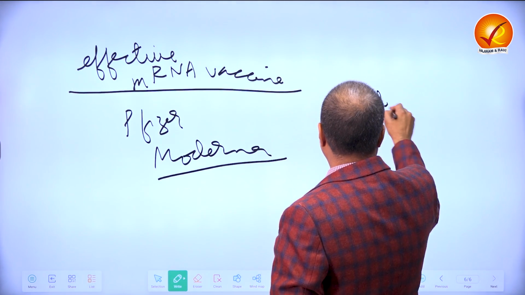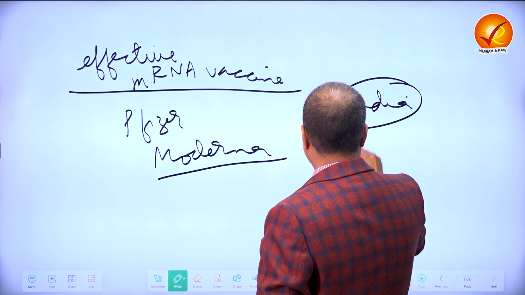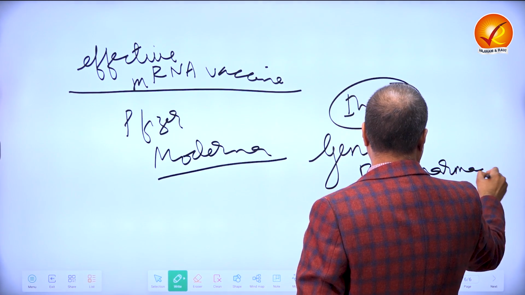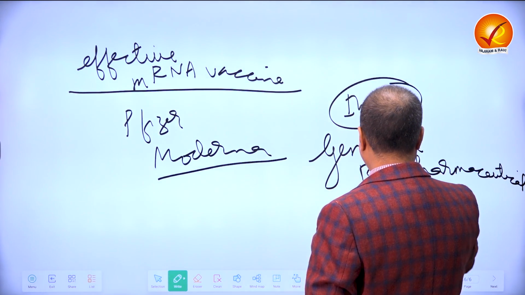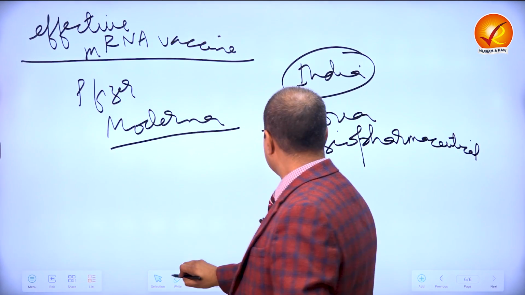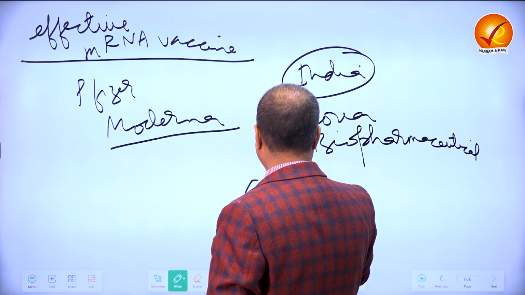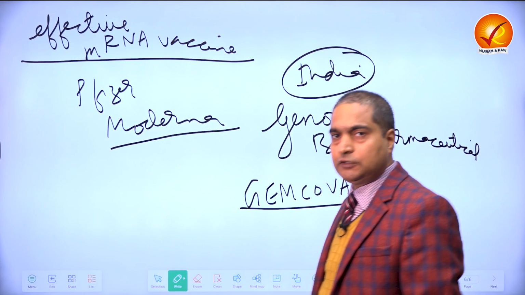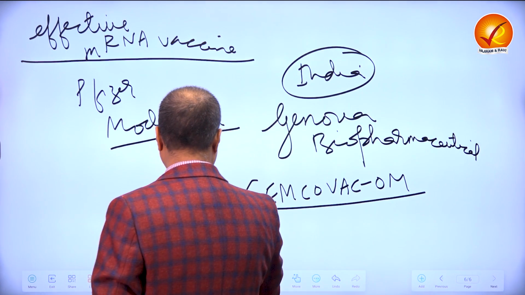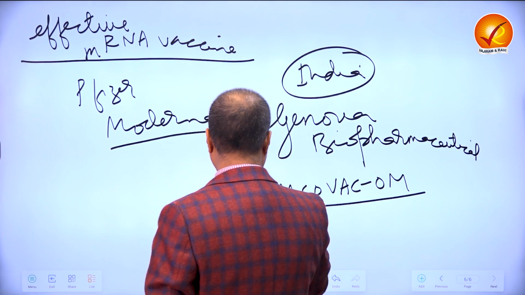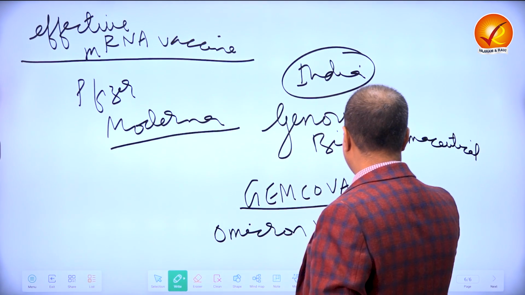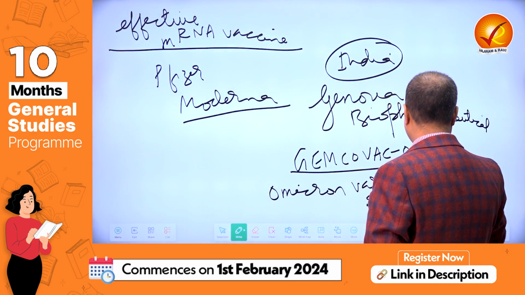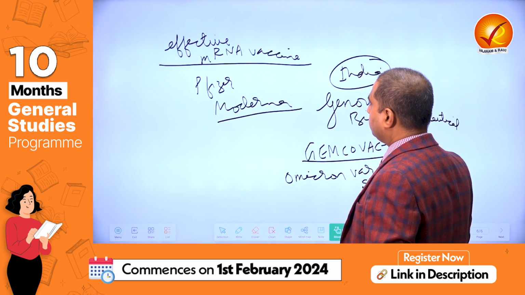So India, Genova biopharmaceutical company developed Gemcovac-OM. This is the first indigenous mRNA vaccine of India. OM means it has been developed against Omicron variant of SARS-CoV-2 virus.